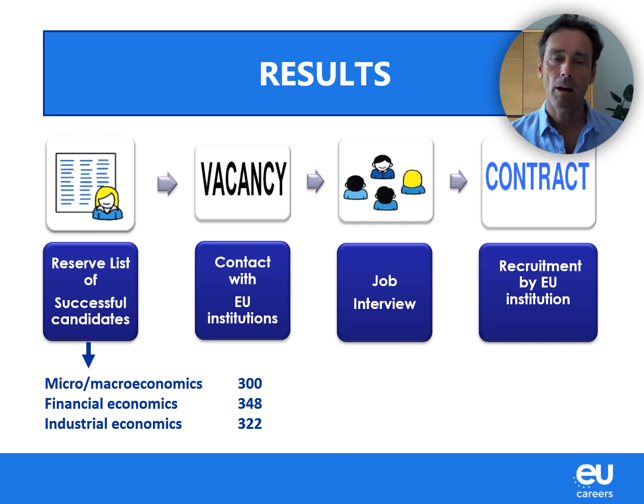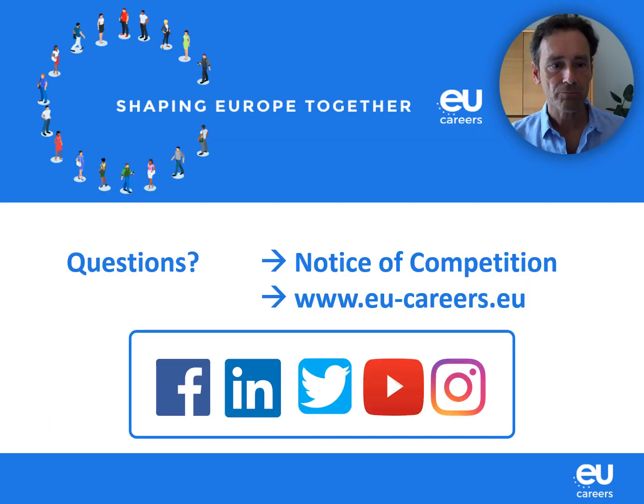And these people are placed on the so-called list of successful candidates, or reserve list, and this is the basis for recruitment. So whenever an institution or an EU body has a vacancy, they will consult this list of successful candidates and invite 3, 4, 5 people to a job interview, people of whom they think that they could match their job description. And after the job interviews, the best match will be offered the job, and this person can then start working with the EU institutions. Other people stay on the list and may be offered an opportunity later on in the year.